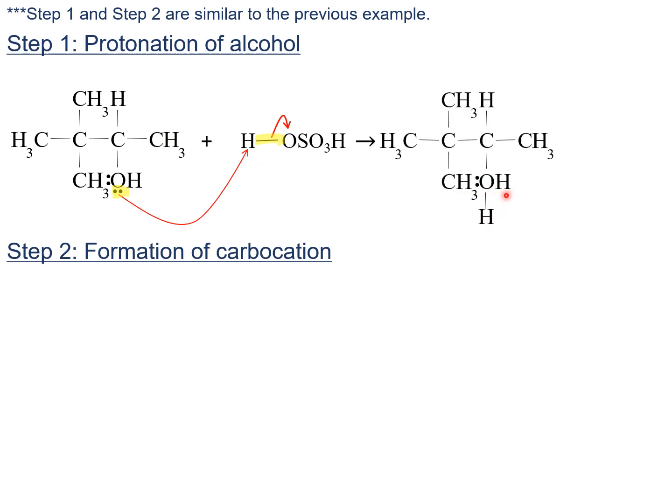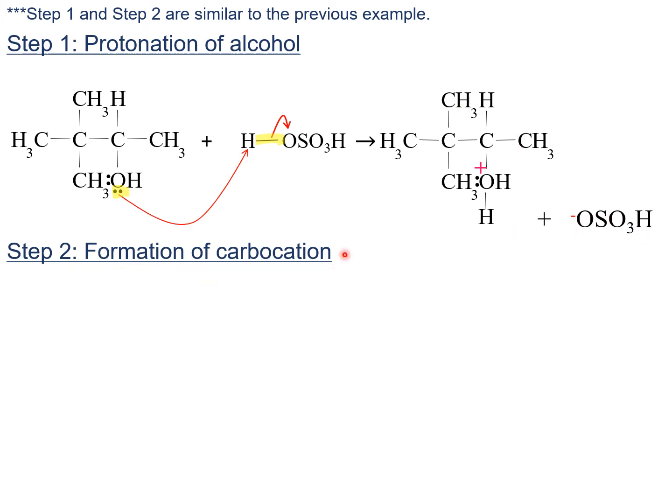Okay, where the OH gains a bond to this hydrogen from the acid catalyst. Since this is a heterolytic arrow, and this oxygen attacks this hydrogen, this oxygen will get a positive sign and become a cation. Then OSO3H will become an anion.